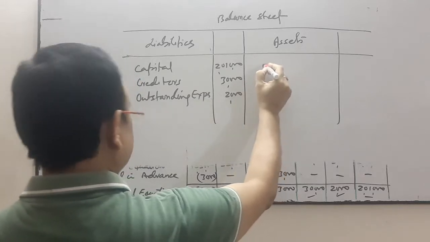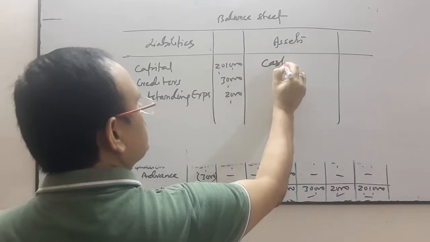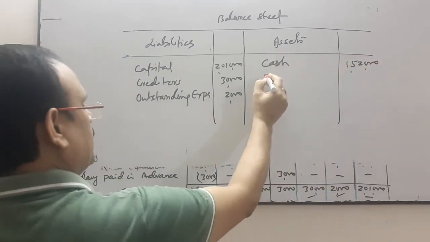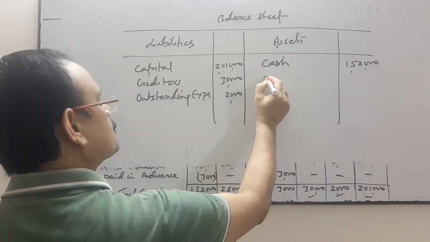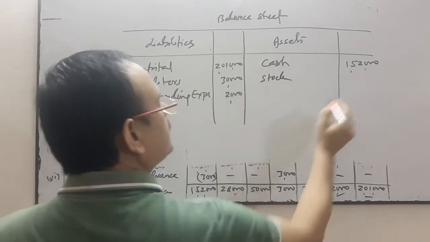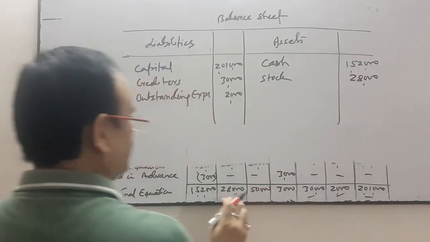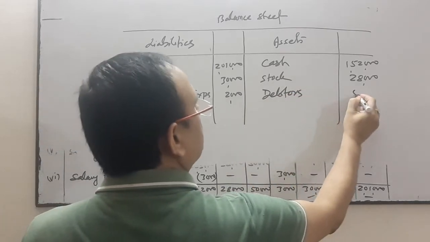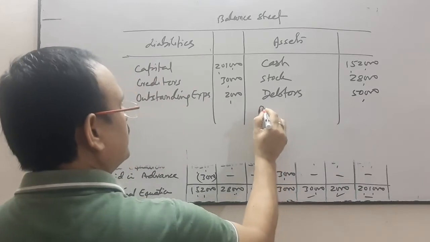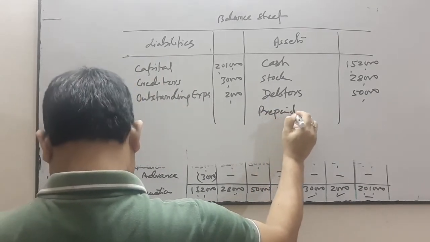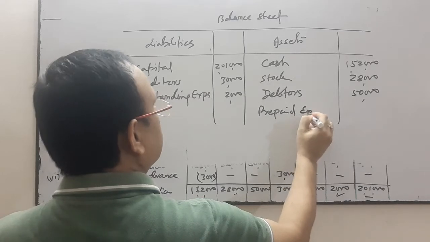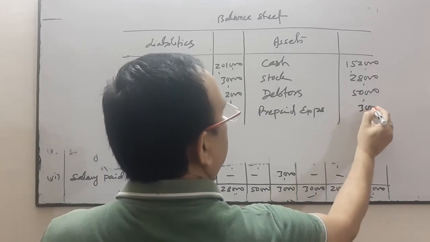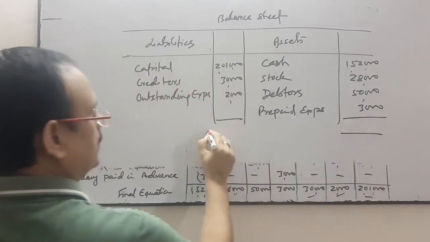Now come to the asset side. First one is your balance of cash. Cash balance was 1,52,000. Thereafter the figure was stock, 28. Thereafter debtors, this figure 50, and thereafter prepaid expenses, this is 3,000. So both side total must be equal.